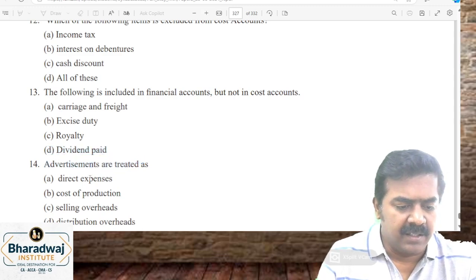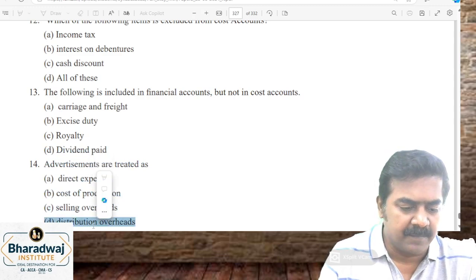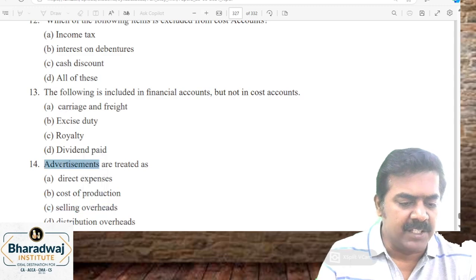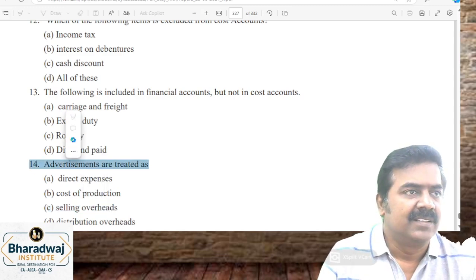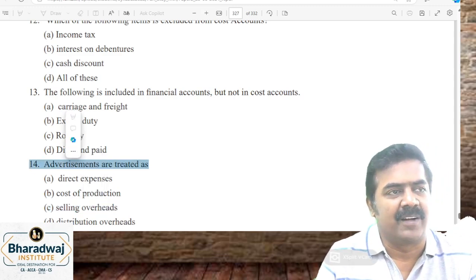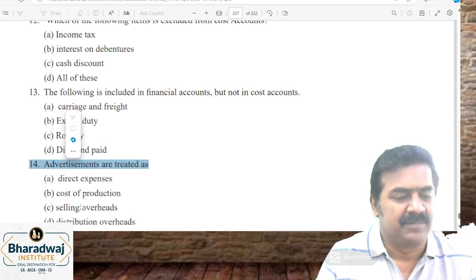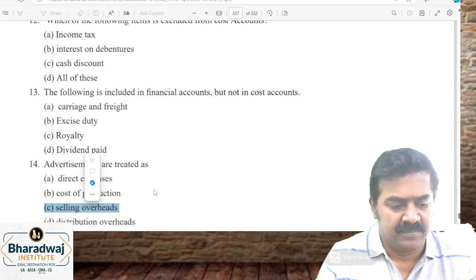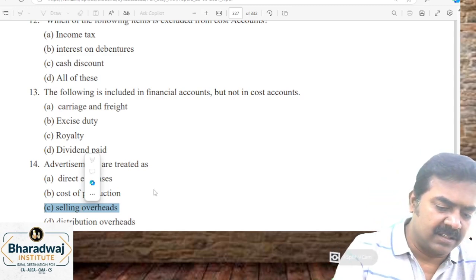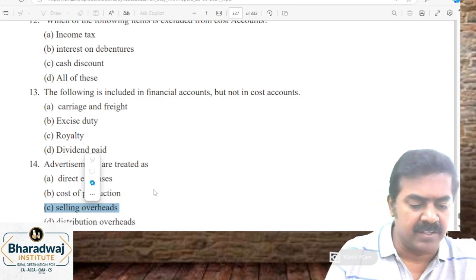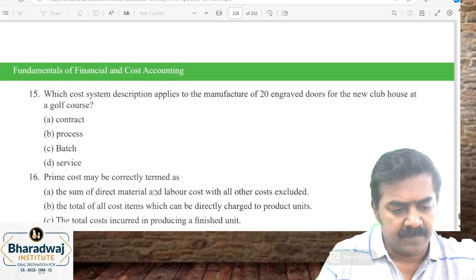Advertisement is a direct expense, production expense, selling overhead or distribution overhead? Advertisement is given for selling the product or distributing the product. Selling overheads. Advertisements are which overheads? Selling overheads.